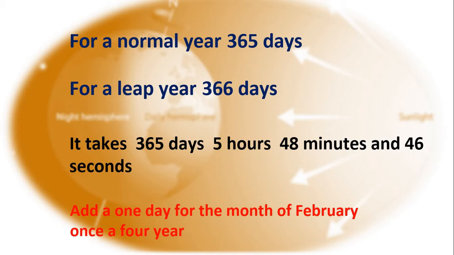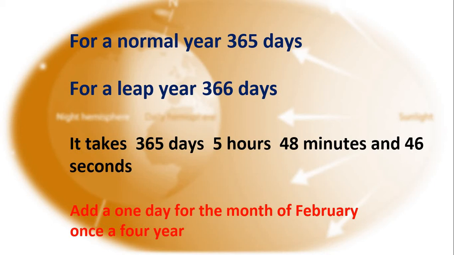If you want to check whether a year is a leap year or not, what you have to do is check the calendar and count the total number of days of the month of February. If there are 28 days in February, it's a normal year. But if there are 29 days in February in a year, that year is called a leap year. That is the normal way we can identify whether a given year is a leap year or not.